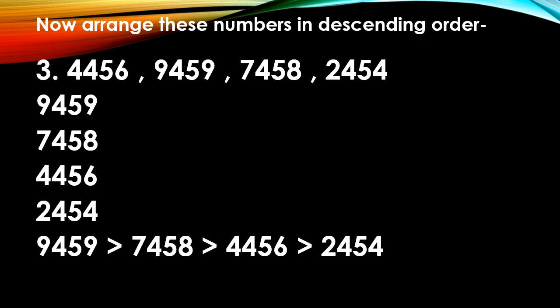Our greatest thousands is 9,459. After this, the next greatest number is 7,458 and then 4,456 and at last 2,454. Now, we arrange using symbols. Wow! We have arranged in descending order. Well done, kiddos!